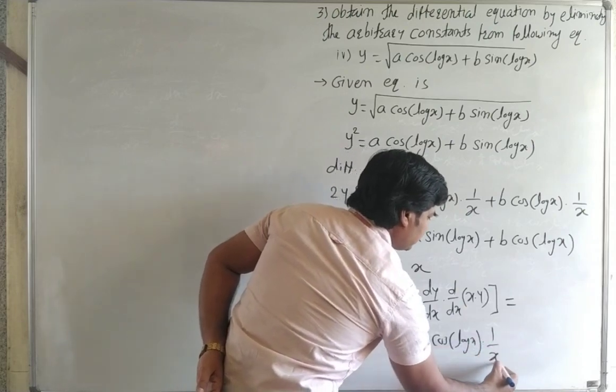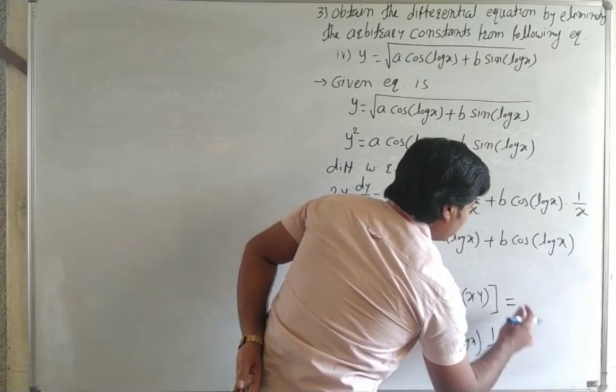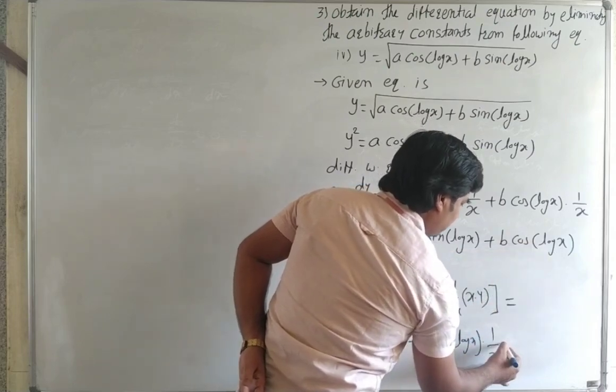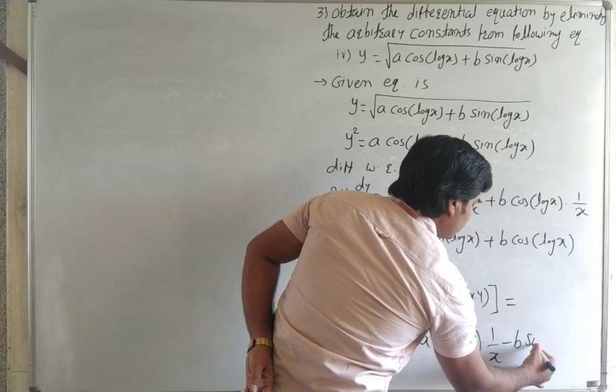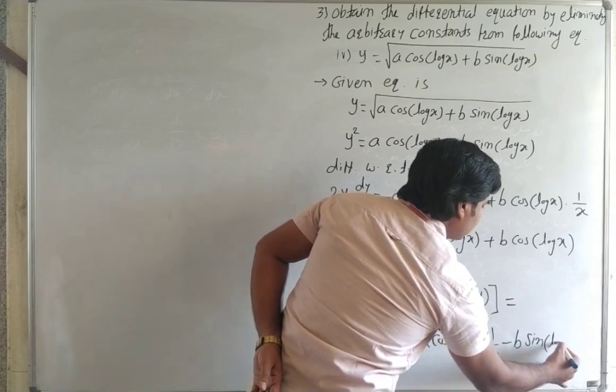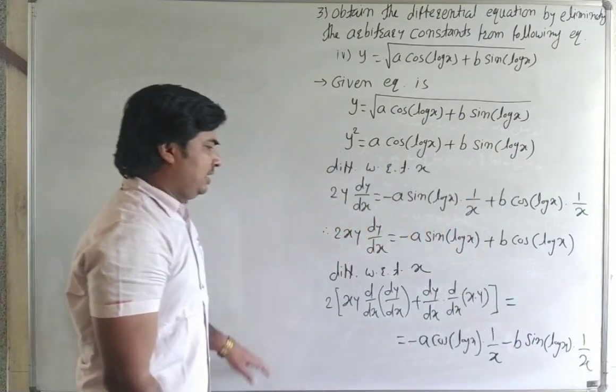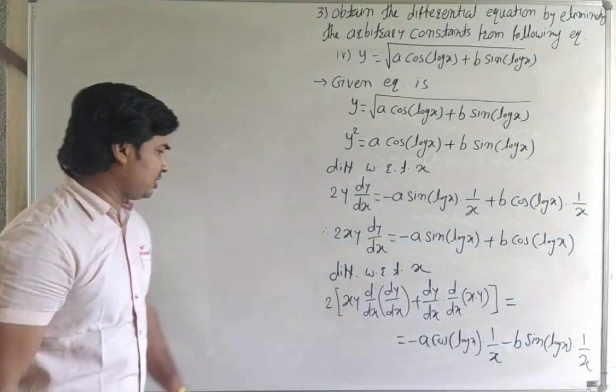into 1 by x, plus the derivative of cos of log x. It is a minus sign, so you can write minus b into sine of log x into 1 by x. Okay. Now see carefully. First find the derivative of this term.